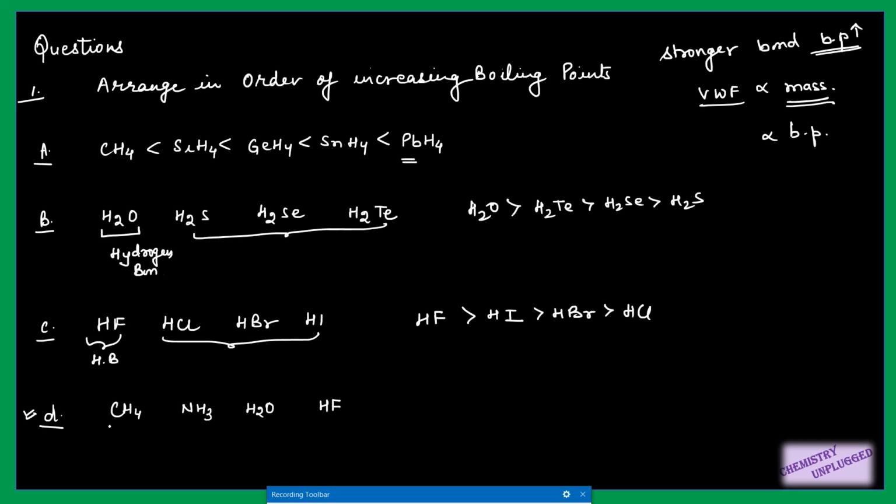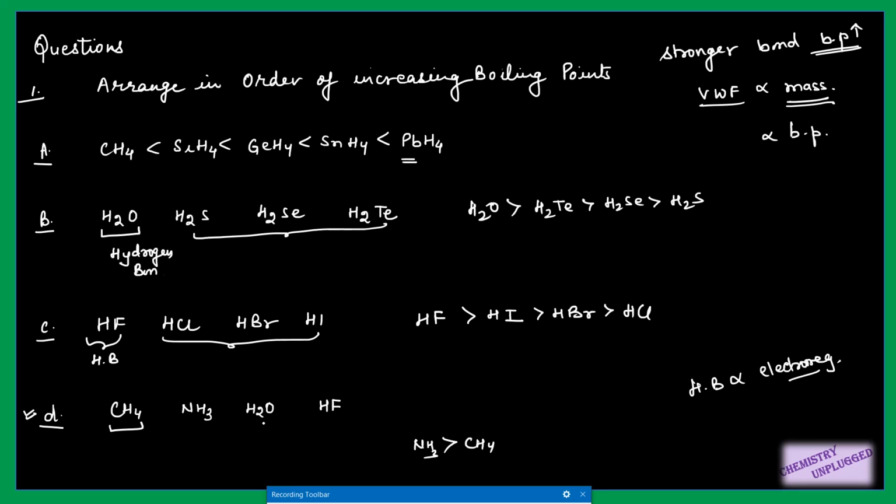First, in the case of methane there is no hydrogen bonding, so it should be placed in the least corner, right? And next will come ammonia, because we are deciding on the basis of electronegativity. The hydrogen bonding will be directly proportional to the electronegativity of the atom, right? For the most electronegative atom, hydrogen bonding will be higher.